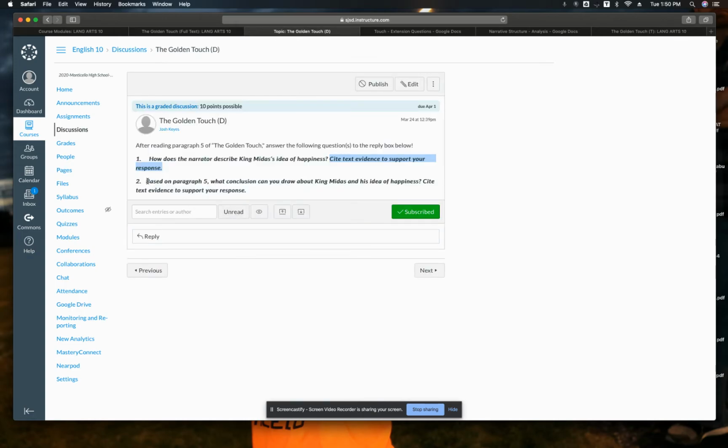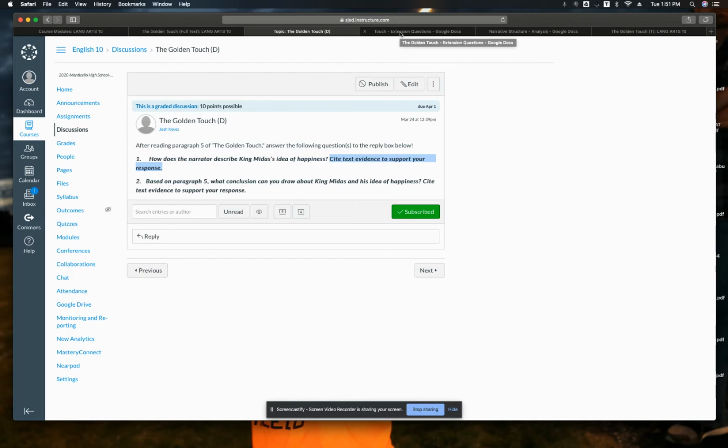Okay, number 2, based on paragraph 5, what conclusion can you draw about his idea of happiness? Okay, what inference or what conclusion can you draw? Like, is it positive? Is it negative? What conclusion can you draw? We've got to jump to conclusions here. And then I want you to cite evidence to support your answer. That is the discussion. You don't have to comment on anybody else's. You just have to post to the discussion tab.